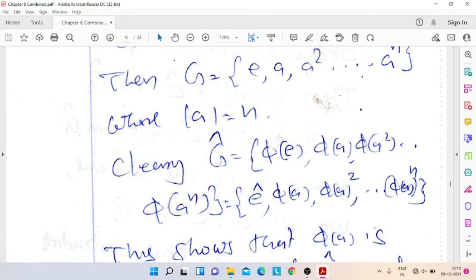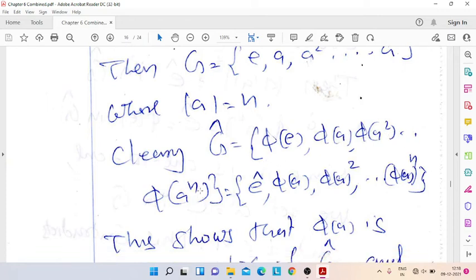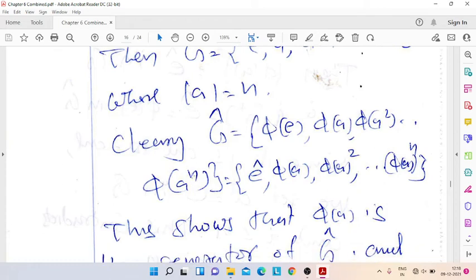They are phi e, phi a, phi a square, etc. The last element is phi of a raised to n minus 1. Correction here: this is not n, it is actually n minus 1. And then we know that phi of e equals e cap, then phi a you can write as the same element.